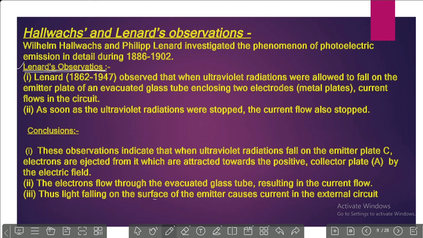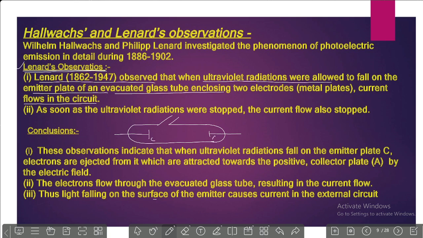Lenard's observation. So Lenard observed that when UV radiation, ultraviolet radiation, was allowed to fall on the emitter plate of an evacuated glass tube enclosing two electrodes, current flows in the circuit. Suppose you take one evacuated glass tube like this, and here the circuit is connected. This is your emitter plate. You can call it the cathode, and this is the anode.